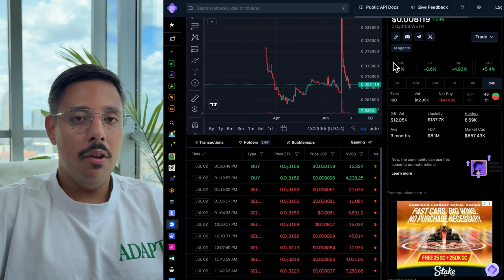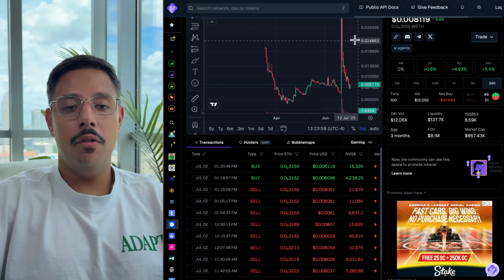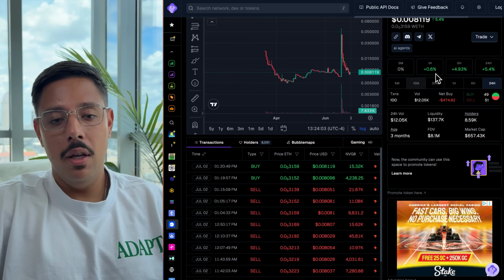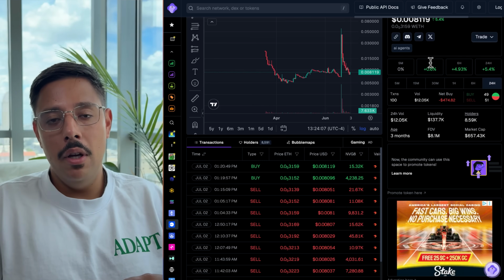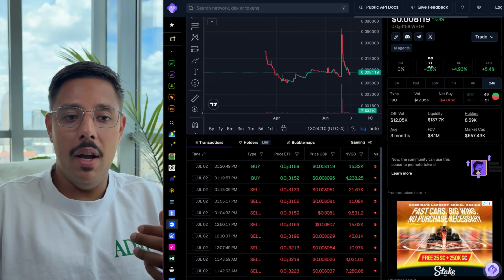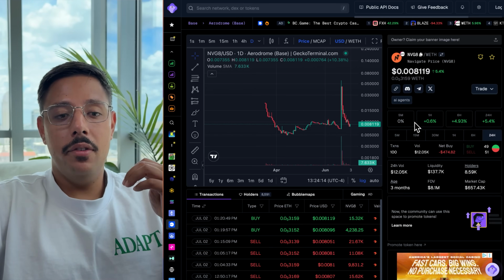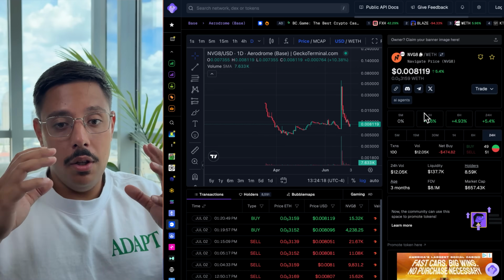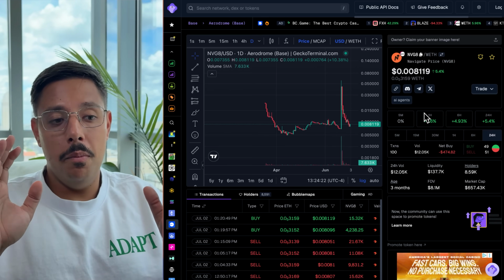And Shiba Inu has way more liquidity. It's just the amount of liquidity Shiba Inu has versus this coin, maybe 20 to 50 times more. So it's going to be much harder to move the price of Shiba Inu versus something like this, right? And so Gecko Terminal excels in this way because they have this secondary tool that's really, really good.